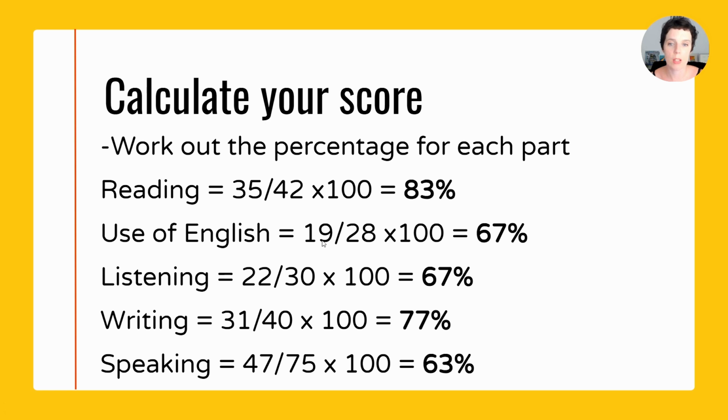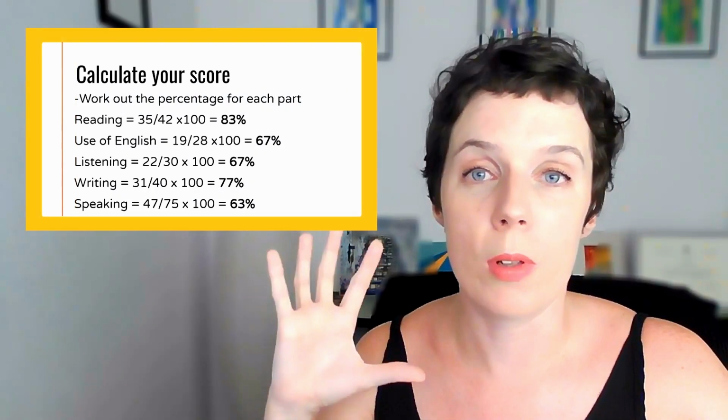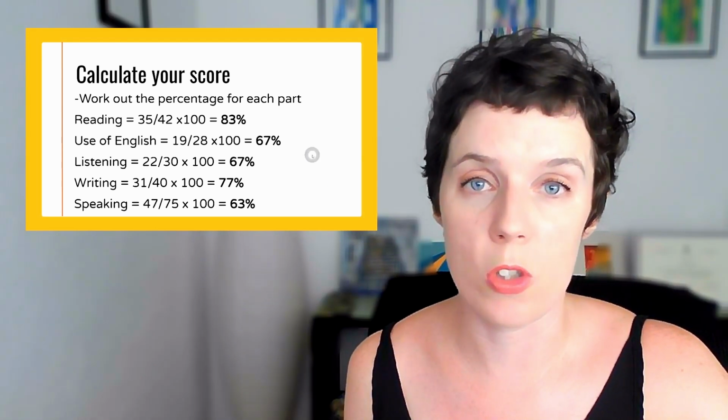So I got 19 out of 20 for use of English... I times it by 100, I get 67. 22 out of 30 times by 100 is 67. 31 out of 40 times by 100 is 77. 47 out of 75 times by 100 is 63. All right, so now you've got your percentages for each part.